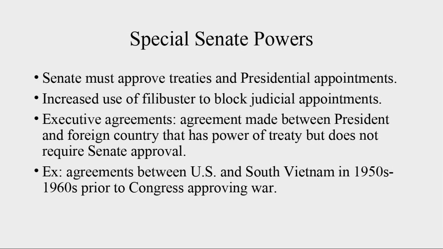We've seen the minority party trying to use the filibuster to block judicial appointments. It hasn't happened as much as it used to, but they do sometimes try to use it. The treaties are complicated, and treaties can take years and years and years for the Senate to approve.